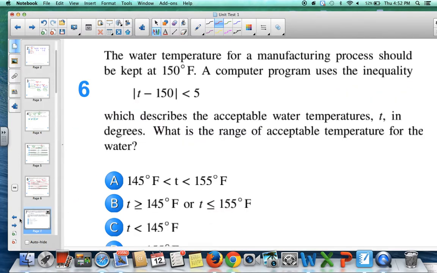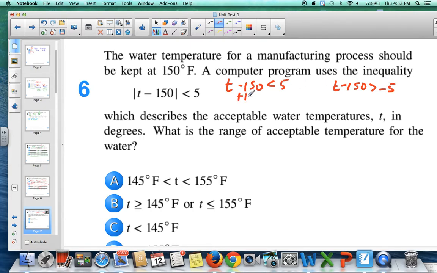Okay, let's go to the next one. This one's a little tricky just because we haven't seen it before. It doesn't mean it's hard. What values of t would make this true? Well, basically what we want to do, we can write two equations, I guess, if we wanted to. I'd say t minus 150 is less than 5, and t minus 150 is greater than negative 5, or it's going to be and.